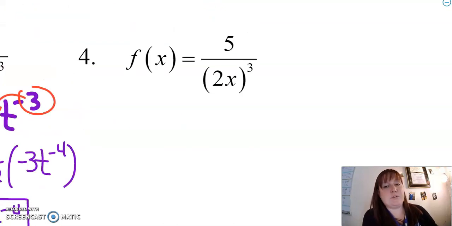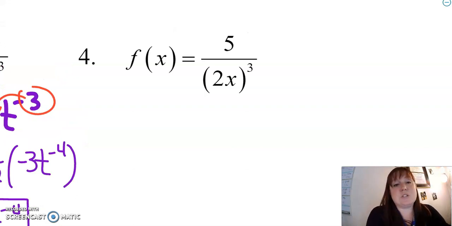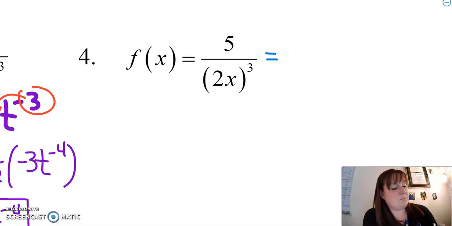All right, here's another one with a fraction. We cannot just start differentiating this. We absolutely have to get it into a form where it's not in the denominator, right? All of these the variables have to be in the numerator. Okay, so first and foremost, let's go ahead and just multiply out that bottom. So we have 2 to the third, which is 8x cubed.